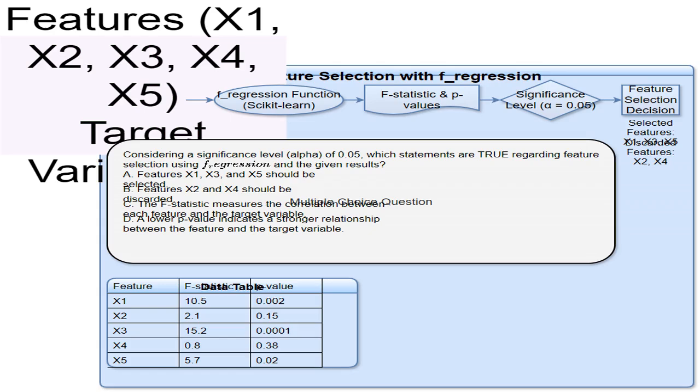The f_regression function gives me an f statistic and a p-value for each feature. The f statistic shows how much variance in the target variable is explained by each feature. A higher f statistic suggests a stronger relationship. The p-value tells me the probability of seeing this f statistic if there's actually no relationship between the feature and target. A low p-value, typically below a threshold like 0.05, implies the relationship is statistically significant.